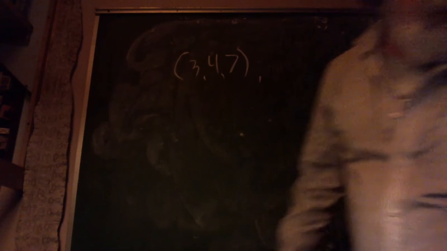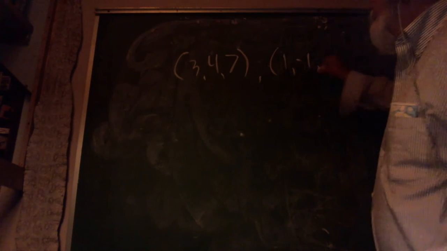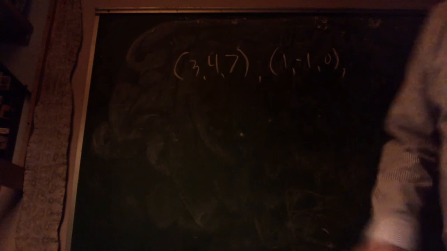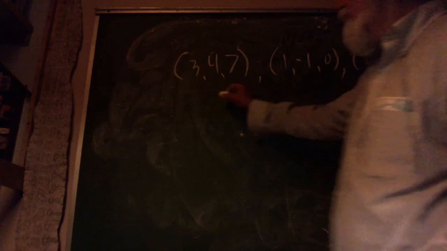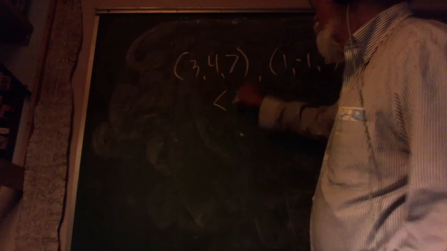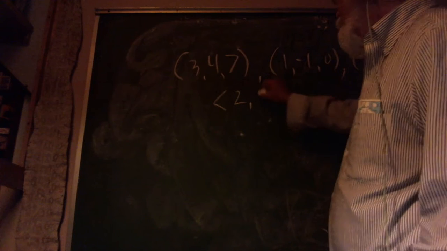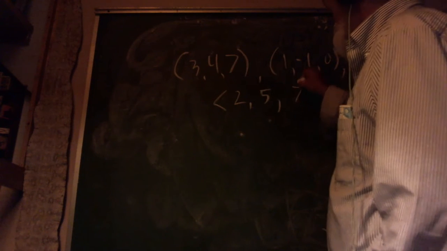All right, so let's get the equation of the plane through the points 3, 4, 7, comma, 1, negative 1, 0, comma, 2, 0, 2. Now this is one of those things where you should be doing your little IQ test. You're looking at this thing and saying, I think I see a pattern. It's not too tough to spot, but pretend you don't see it. Well, let's get a direction vector. 3 minus 1 is 2. 4 minus negative 1 is 5. 7 minus 0 is 7.